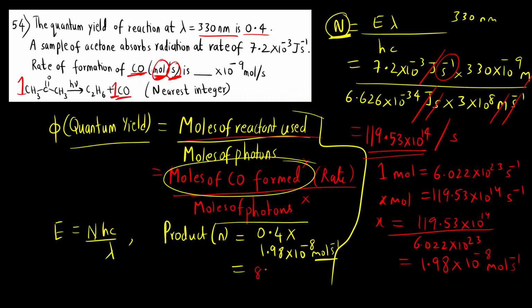This comes out to be 8 into 10 raised to minus 9. We have to write the nearest integer, 8. The actual answer comes out to be 7.94 into 10 raised to minus 9. This 7.94 we can round off to 8. Only one integer means 1.